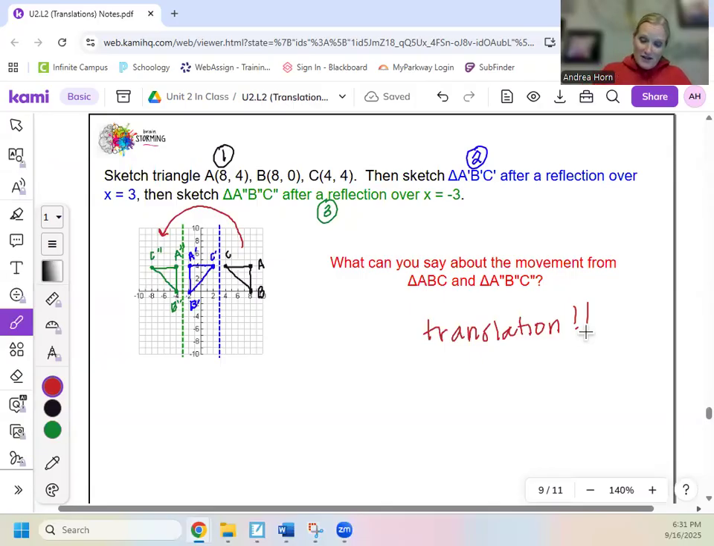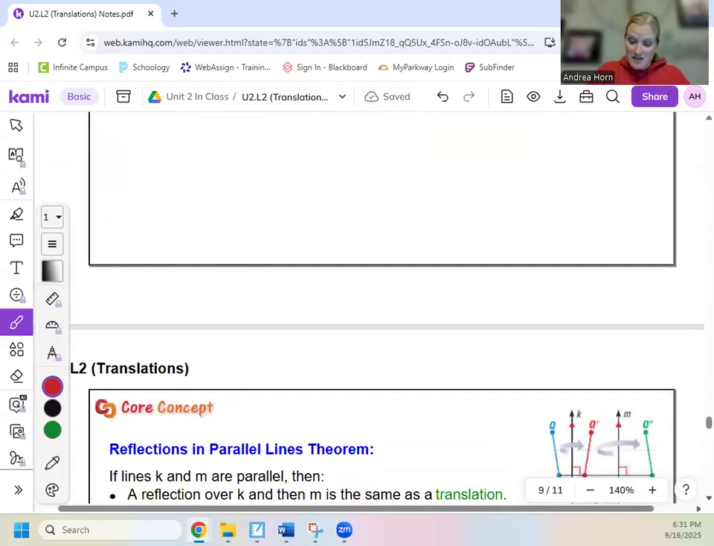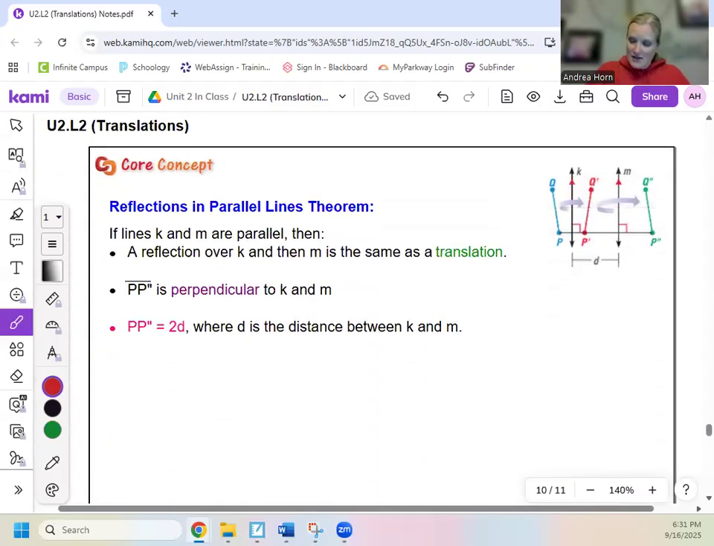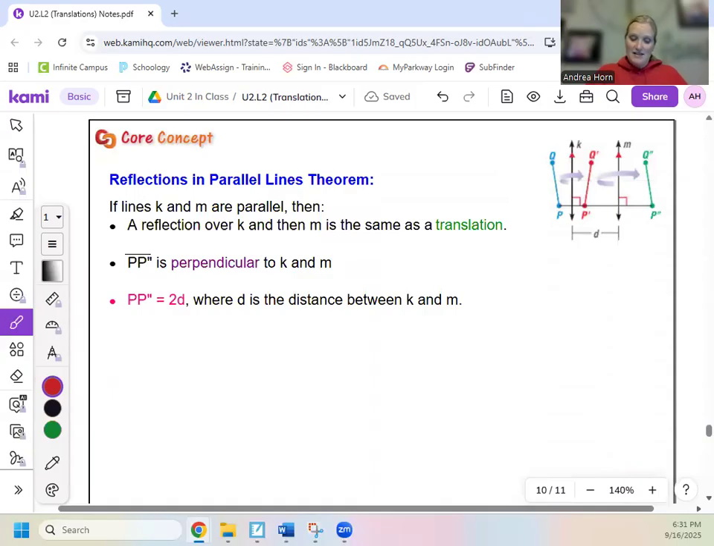Okay, I hope you noticed that the lines I'm reflecting over were both vertical, which means they're parallel. That brings us to one of our first theorems. It's called the reflections in parallel lines theorem. It says if lines K and M are parallel, so they have to be parallel, and over here in my picture I have lines K and M, then three things are going to be true.